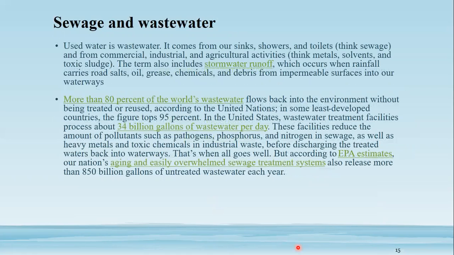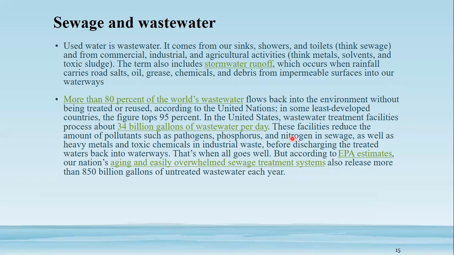Sewage and wastewater. Used water is wastewater. It comes from our sinks, showers, and toilets, and from commercial industries and agriculture activities. The term also includes some stormwater runoff, which occurs when rainfall carries road salts, oil, grease, chemicals, and debris from impermeable surfaces into our waterways. More than 80% of the world's wastewater flows back into the environment without being treated or reused.